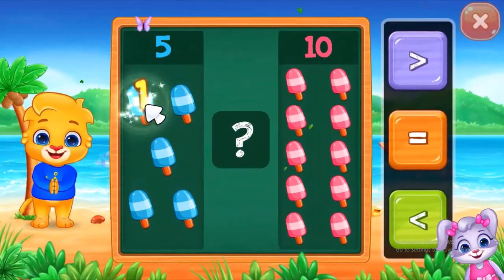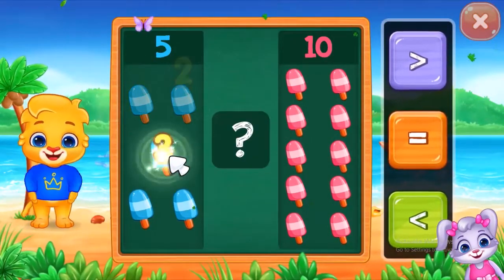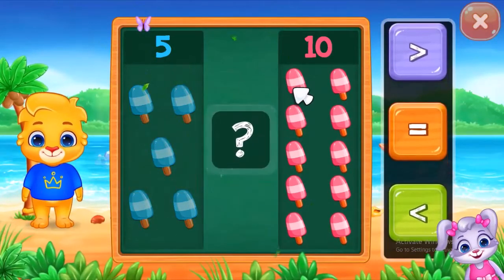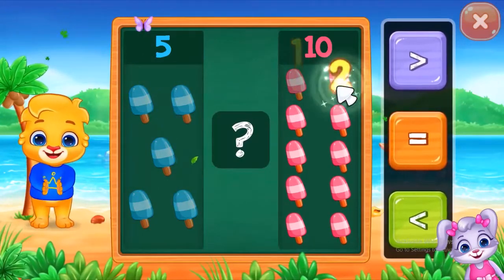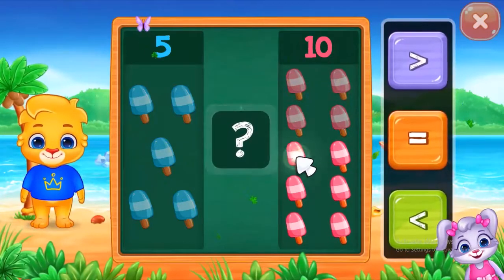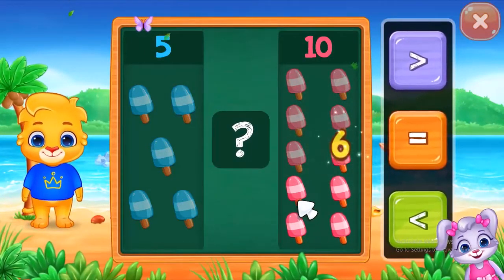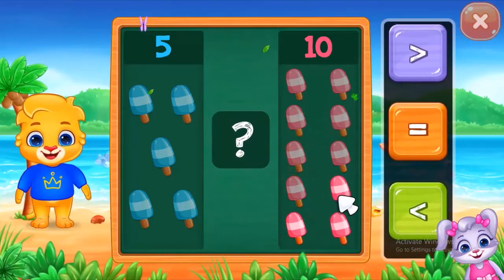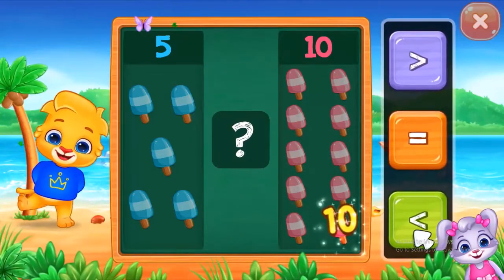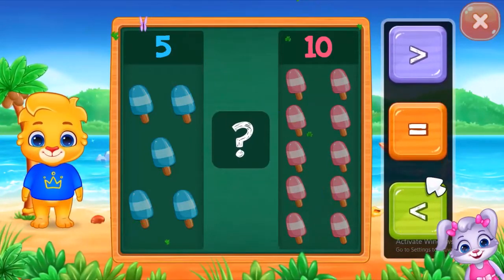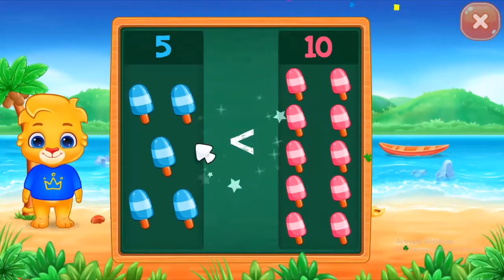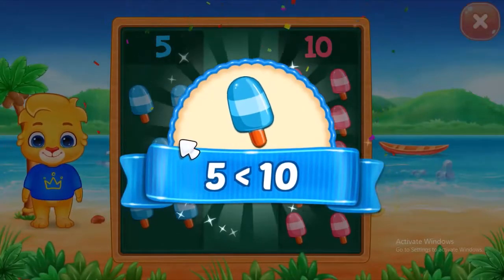Creams. 1, 2, 3, 4, 5. 1, 2, 3, 4, 5, 6, 7, 8, 9, 10. Less than. Woohoo! 5 is less than 10.